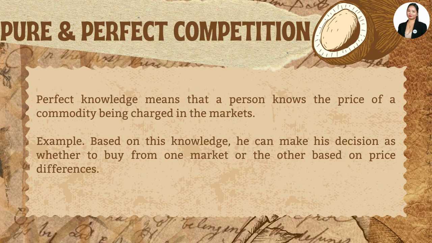Perfect knowledge means that a person knows the price of a commodity being charged in the market. For example, a market in Tabuan and Carbon. Based on this knowledge, he can make his decision as to whether to buy from one market or the other based on price differences.